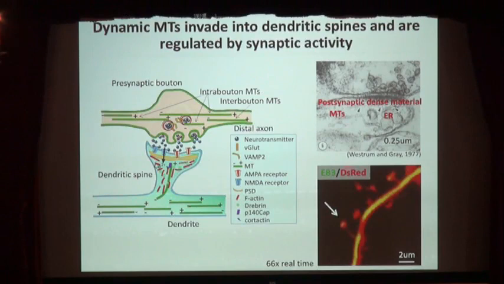And then later on, many studies have shown microtubule invasion into spines, shown in this movie I took in mature hippocampal neurons, transfected with EB3 labeled dynamic microtubules and DsRed as a filler, that they can invade into spines and are regulated by NMDA receptor and calcium signaling. And this invasion into spines can in turn regulate spine morphology and synaptic activity.